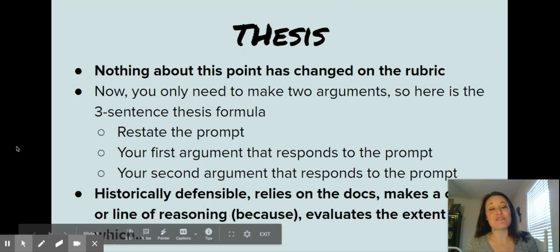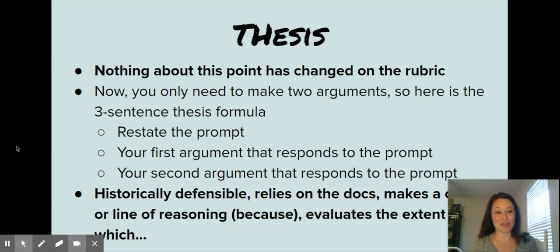Thesis has also not changed at all on the rubric. This is the second thing you'll write. I like it to be a separate paragraph from your context, just so that you're sure you're giving me the ingredients that you need to score both of these points. But some things to remember about what has stayed the same with thesis.